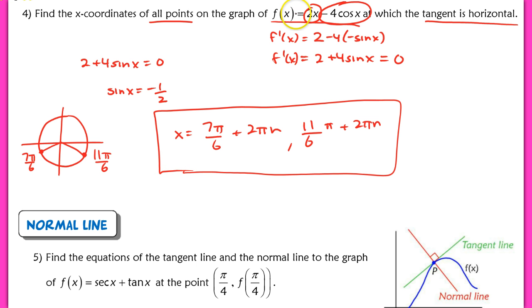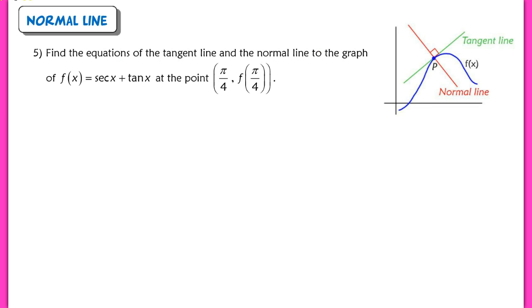Okay, our last problem of the lesson is technically a skill that you have already. We've done problems similar to this, but we've never done one with a trig function, obviously. And we've also never found the normal line before. So this is a new vocabulary term that I need to explain.